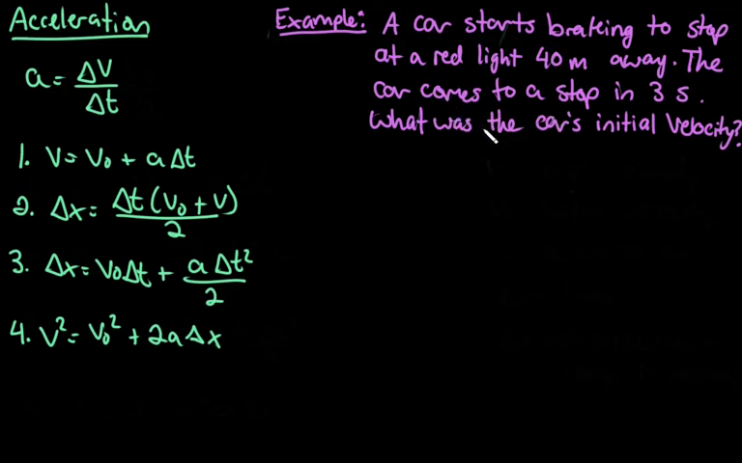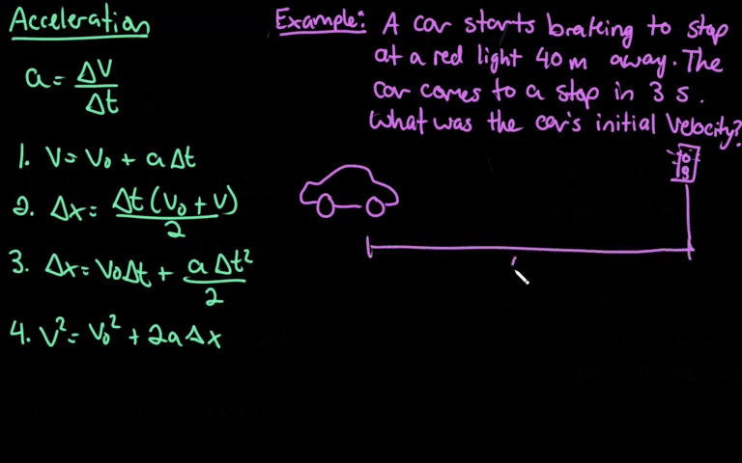So let's start by drawing a diagram. I'm going to draw my car. And there is a red light. And we know that the red light is 40 meters away. So that's my delta x.